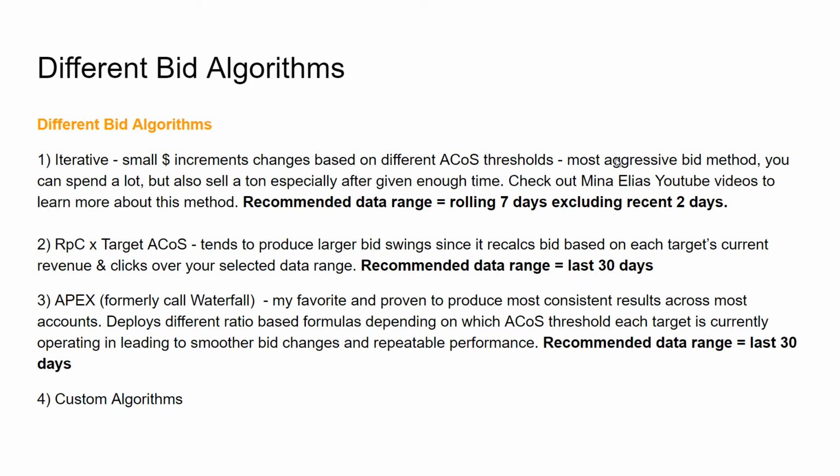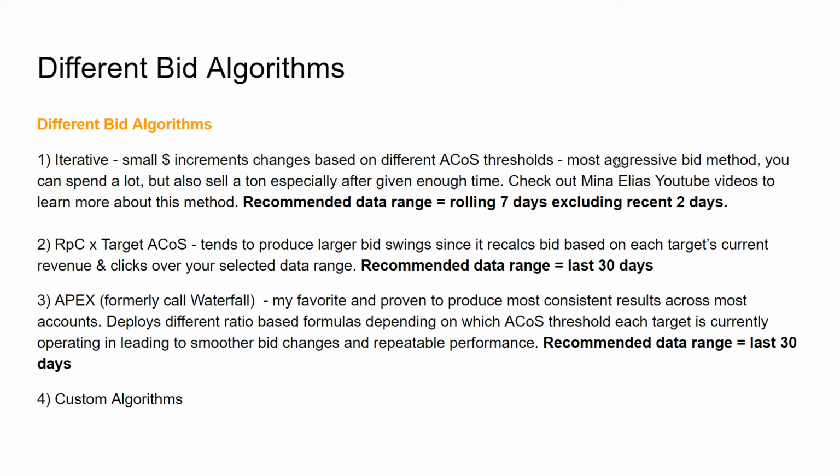But for just getting started, I highly recommend the Apex bids method, which is the third one here. Formerly, we called that the waterfall method. We switched over to the Apex method, but it's definitely my favorite for getting started. It's essentially the most conservative, but depending on how you structure it, you can make it a good balance between conservative and aggressive bidding strategies using the SKU dashboard and bid override table. It gives you a nice smooth transition and good understanding, as far as tracking, of how your bids are affecting the different targets. It is going to deploy different ratio formulas depending on which ACOS thresholds you're in.